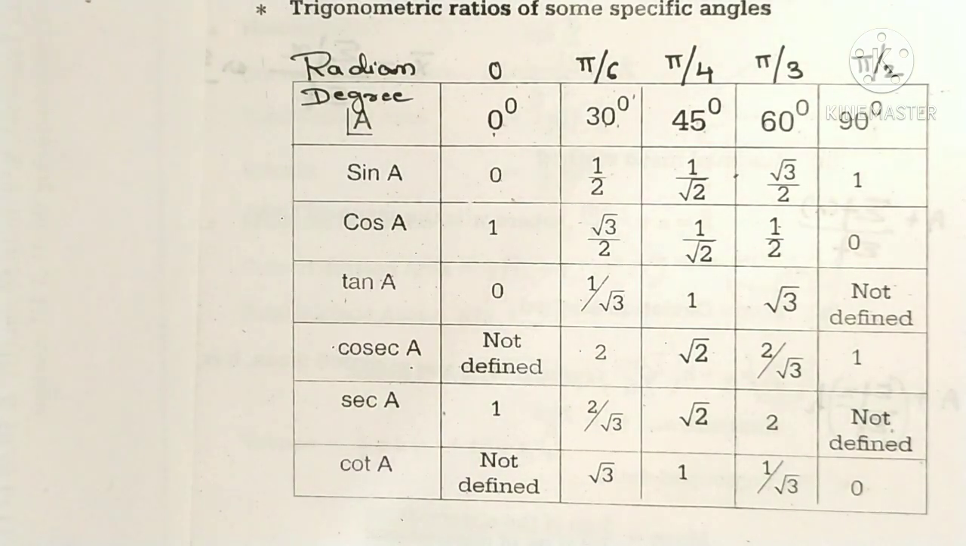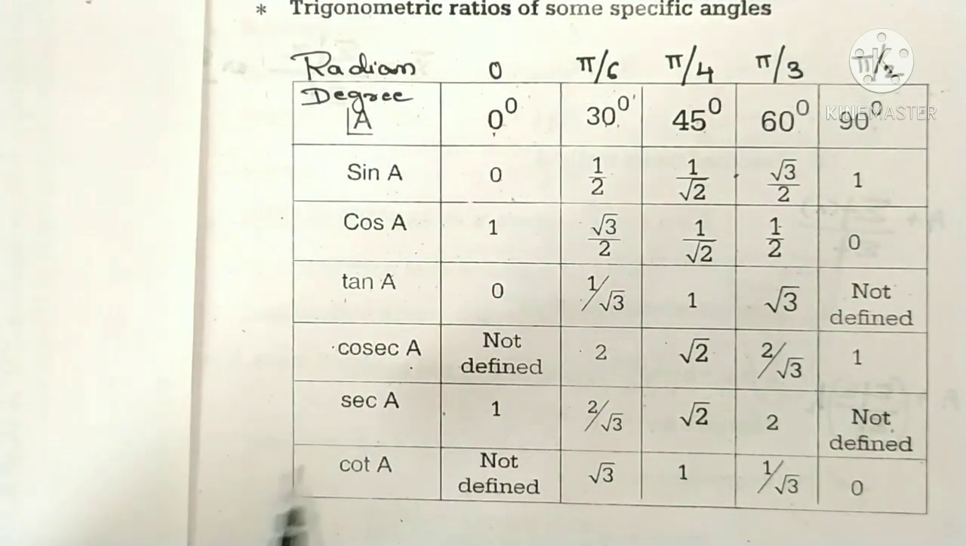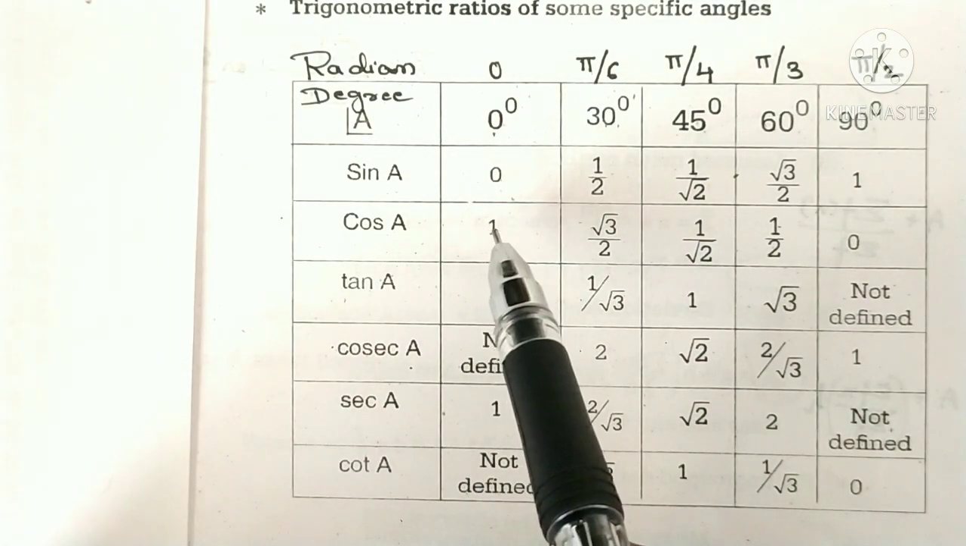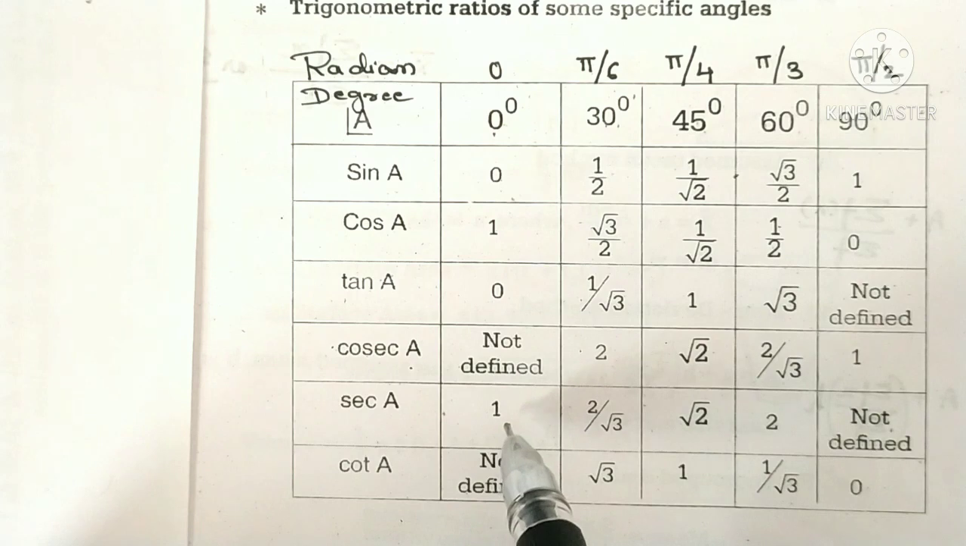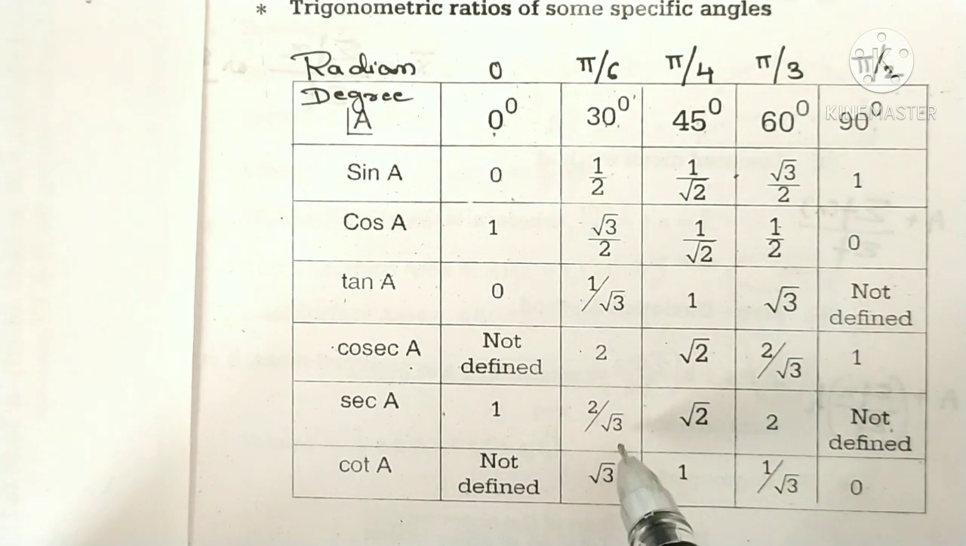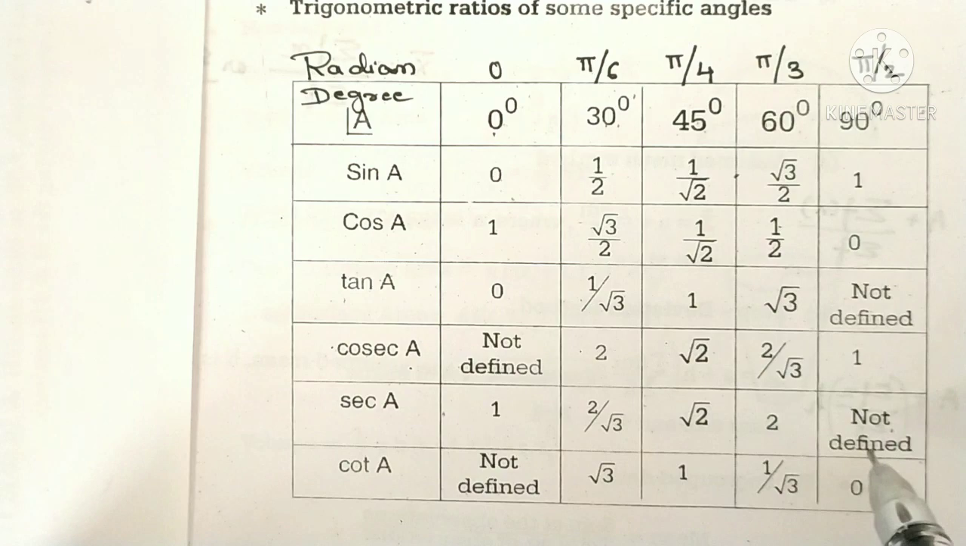Then you should go to sec. 1 by cos is equal to sec. Now you take 1 by cos: 1 divided by 1 is equal to 1. Next, sec 30 degree is 2 by root 3. Sec 45 degree is root 2. Sec 60 degree is 2. Sec 90 degree is not defined.